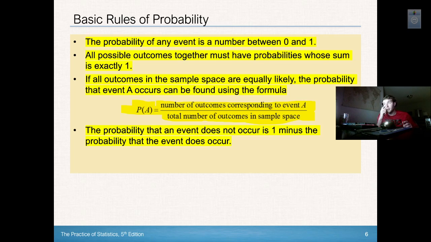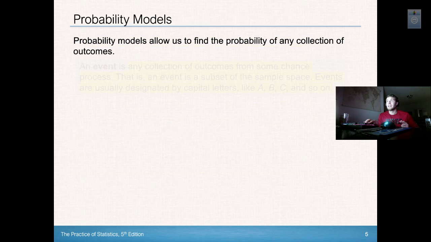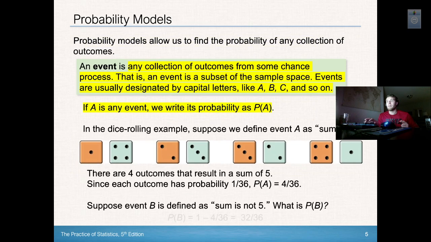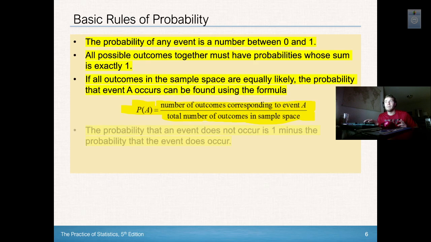Next bullet point, the probability that an event does not occur is 1 minus the probability the event does occur. So that was this bottom part here, this very last part way down there. 1 minus that. That's called the complement rule, but we'll talk about that more.